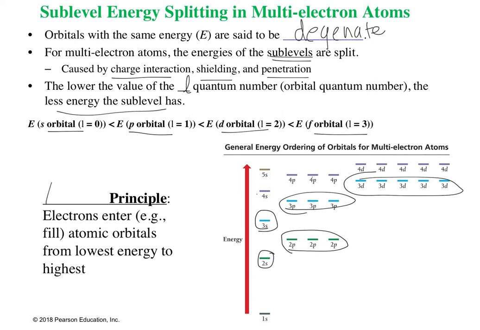And then the Aufbau principle says that electrons are going to fill these orbitals from the lowest energy to the highest. So they'll start with 1s, then they'll go up to 2s, then 2p, 3s, 3p. Notice 4s is actually below 3d, so they'll fill 4s before they fill 3d.